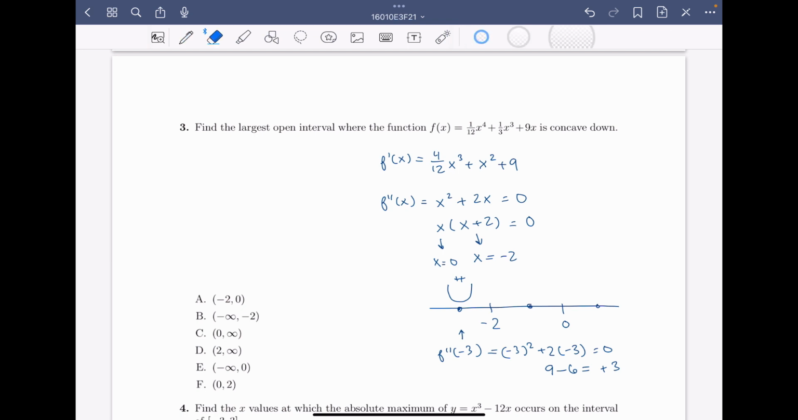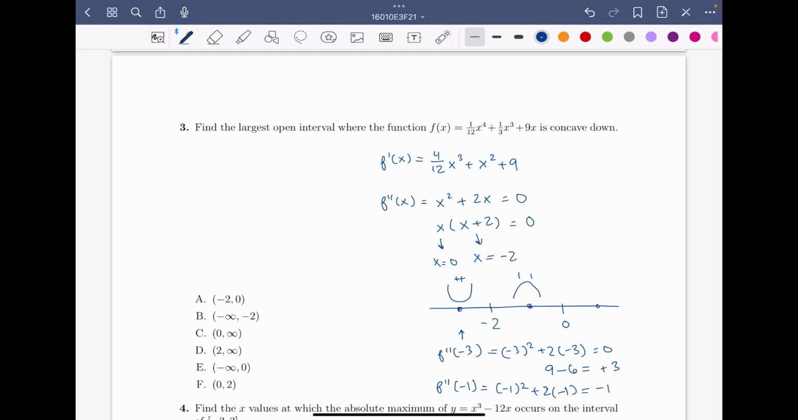And then let's go ahead and do one in between negative 2 and 0. I think the easiest number is negative 1. So f double prime of negative 1 equals negative 1 squared plus 2 times negative 1, which equals 1 plus 2 times negative 1. So 1 minus 2 is negative 1. This makes this negative, so concave down.